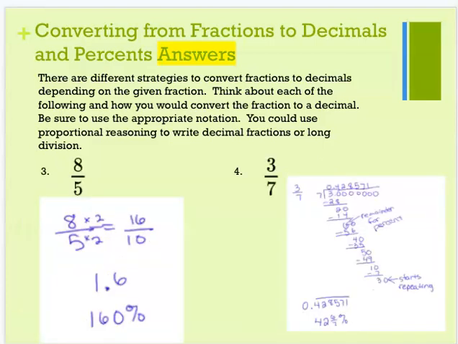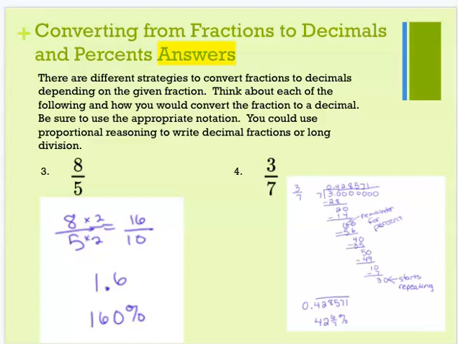8/5, I could easily make a power of 10. So I multiplied by a unique 1 this time, 2 over 2, and I got 16 tenths. So I knew my number had to end in the tenths place, so it's 1 6/10. As a percent, it would be 160%.